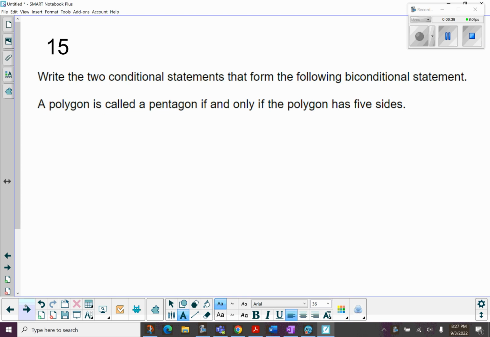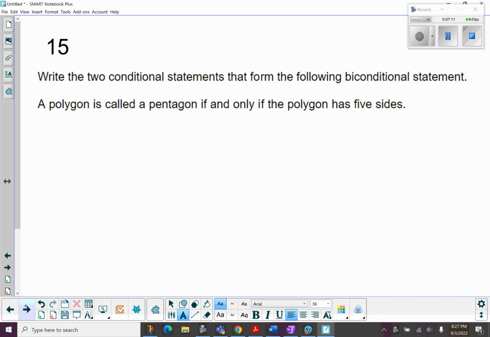And let's take a look at 15. Write the two conditional statements that form the following biconditional statement. Remember, the only way that we can write a biconditional statement is if it's true. We should be able then to break it down into its two separate conditional statements. Both of those have to be true. So we are told a polygon is called a pentagon if and only if the polygon has 5 sides.